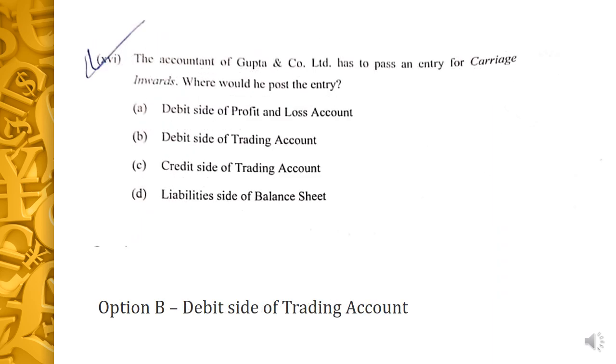Here it is written carriage inwards. That is, carriage inwards means the expenses which are incurred on carriage for purchases. So it will be trading account firstly, and it is an expense, and that is why it will be on the debit side. So option B is the correct answer. Had it been carriage outwards, it would have been in the PL account, the debit side of the PL account. So the correct answer is option B.